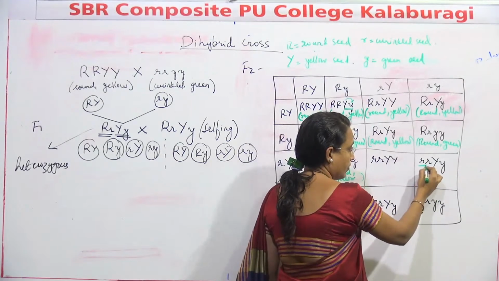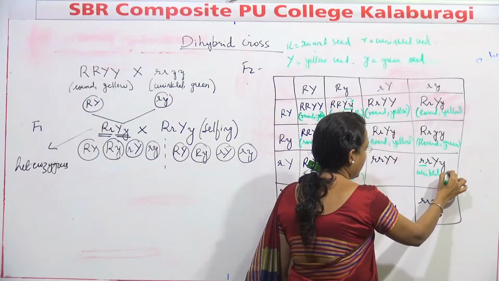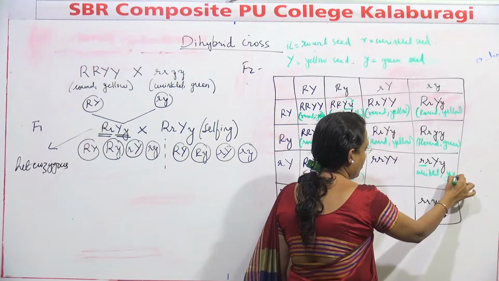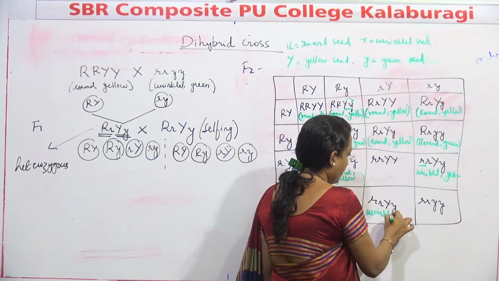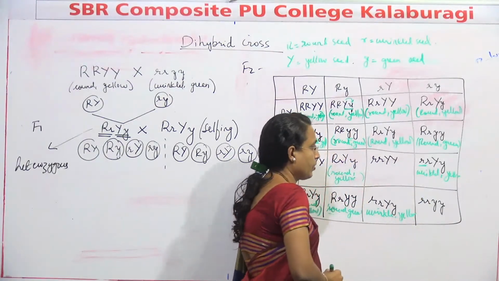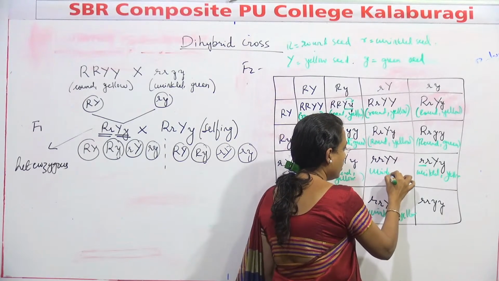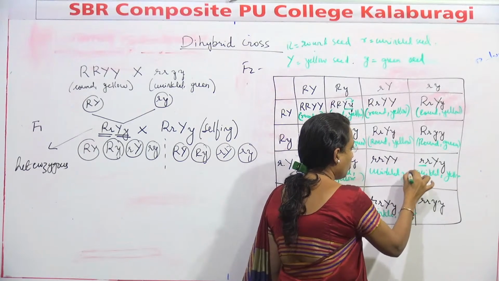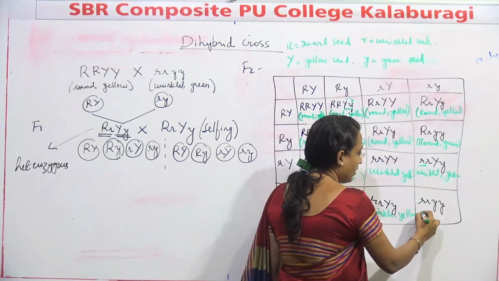Then recessive, wrinkled and yellow. Here also it is wrinkled and yellow. This is also wrinkled and yellow. The last one is wrinkled and green.